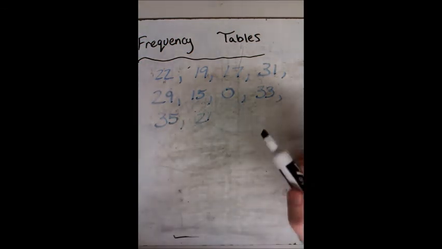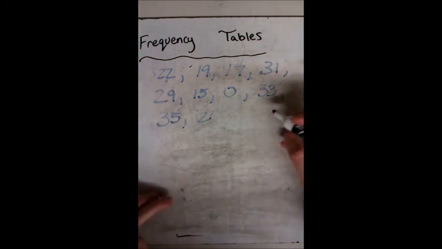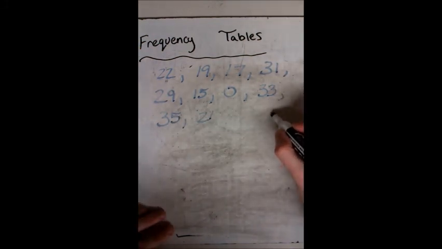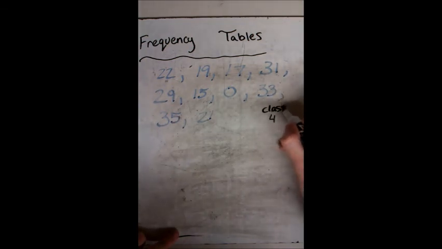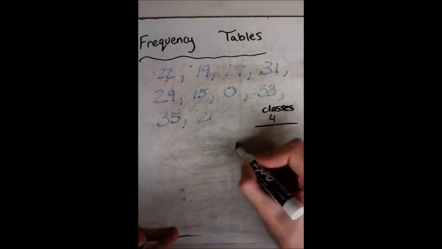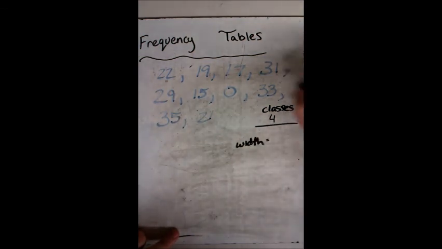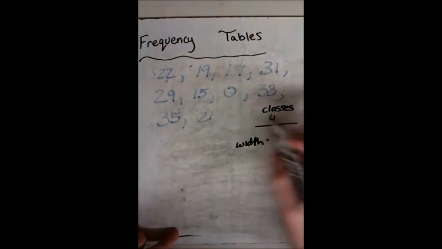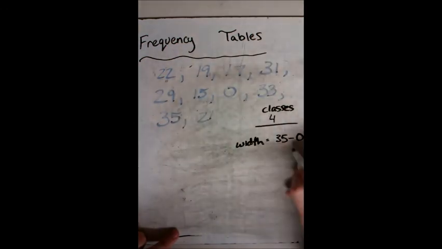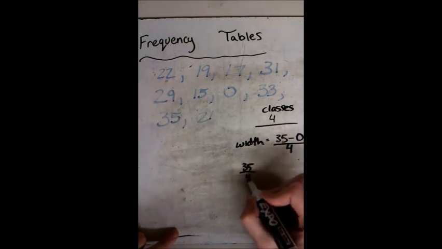And then we need to make up a frequency table for this. So we got to pick a number of classes that we want. Let's say that we want to have, I don't know, 4 classes all together. So then the width of each class would be the maximum, the biggest number in your data set, so the biggest one would be 35, minus the smallest one in your data set, which would be 0, divided by the number of classes that you want. So 35 divided by 4.